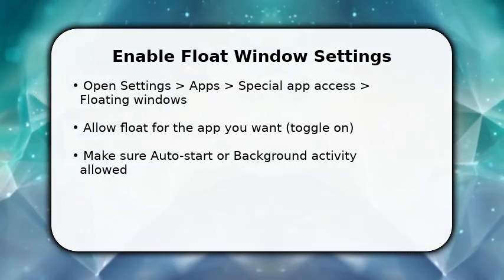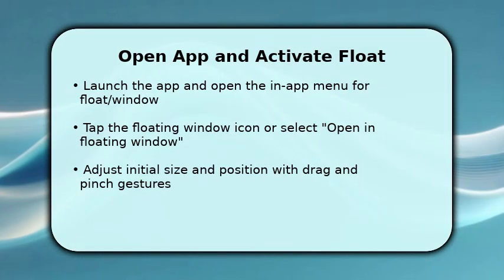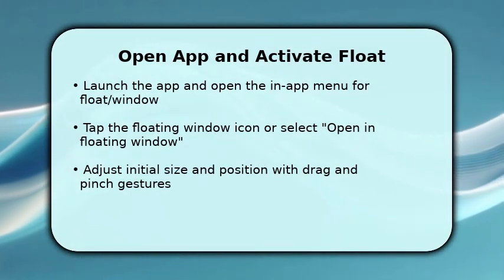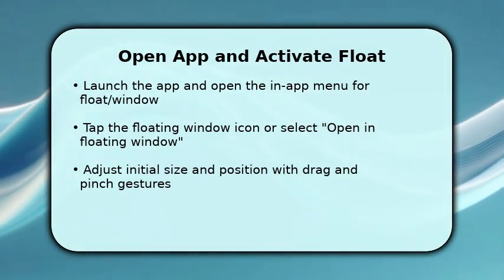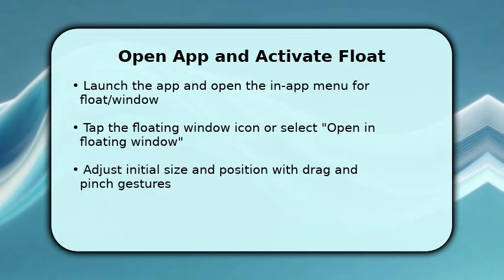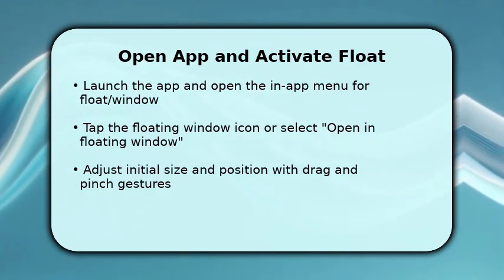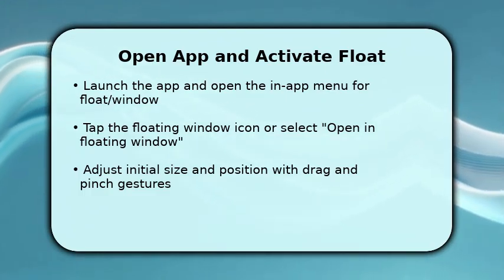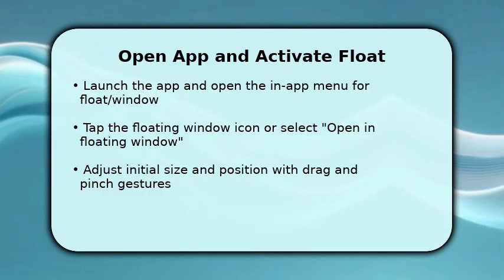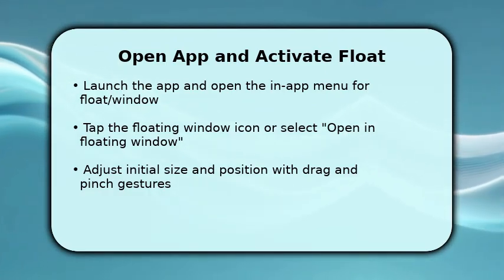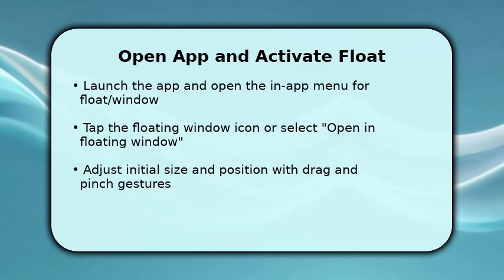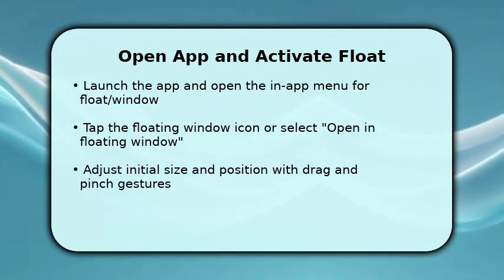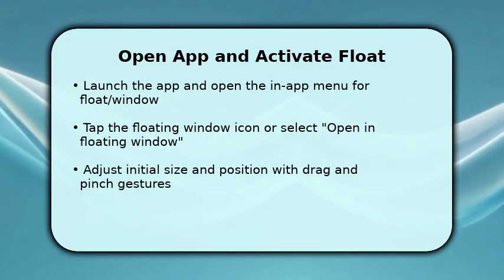Now, open the app itself and look for the floating window option. Many apps show a three-dot menu or a dedicated overlay icon. Tap the floating window command or choose Open in Floating Window from the app menu. The system will create a small resizable overlay window. You can drag it to reposition and pinch to resize. This controls how much screen the float uses. Make sure to test with another app to confirm the float stays above other content when multitasking.